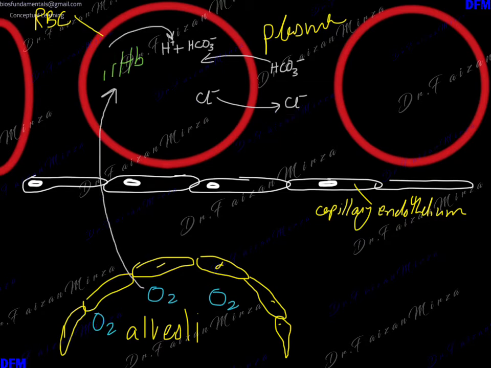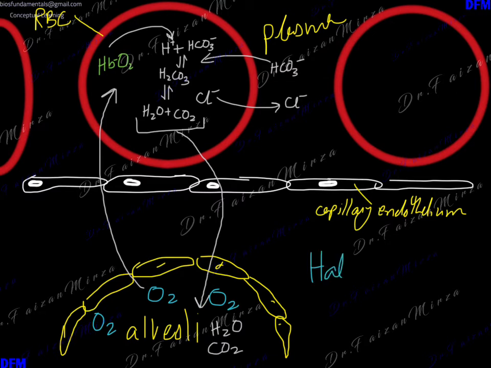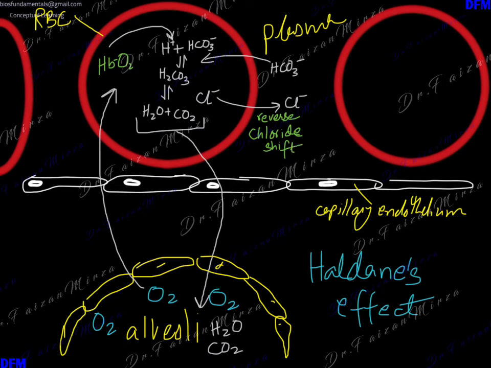The bicarbonate ion then combines with H+ ion from HHb and forms H2CO3, whereas the hemoglobin is then left free for oxygen to bind to. The H2CO3 dissociates to water and carbon dioxide. Water and carbon dioxide then come into the alveoli, and we exhale these two together. This entire process, which is actually completely reverse of Bohr's effect, is called the Haldane's effect.